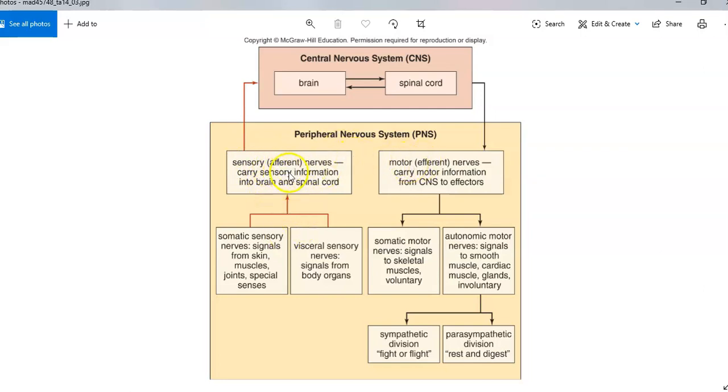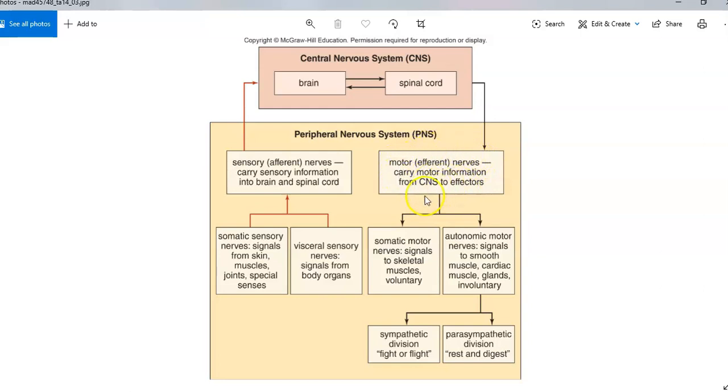So the sensory side, you see here we have the somatic sensory nerves, and so skin, muscles, joints, special senses, that's your external environment. It's sensing your position in space, your interaction with other elements of your environment. And then this visceral, this is the internal body environment. So this sensory side senses your body's internal and external environment. The motor side responds to that. The central nervous system processes information from your sensory side and decides how to respond to it, sending a message to the motor side to do something.